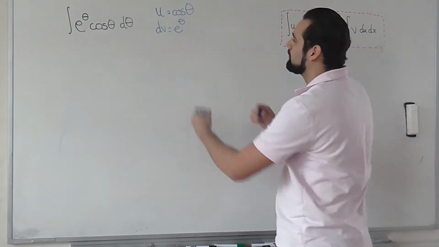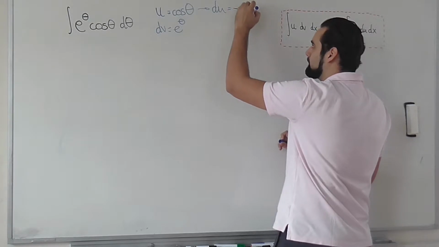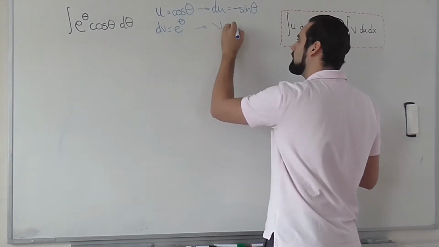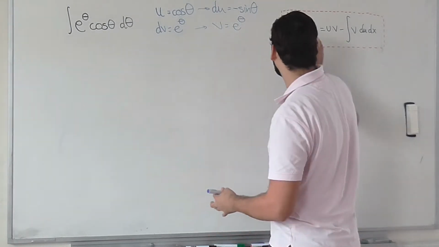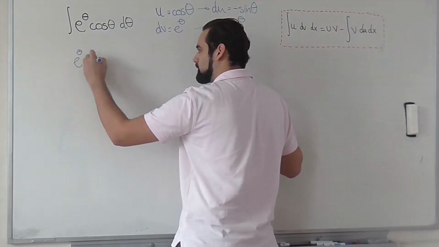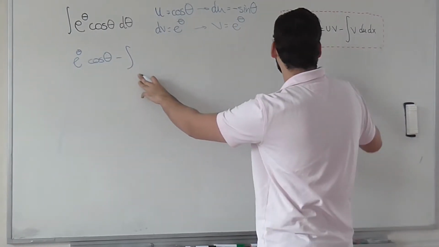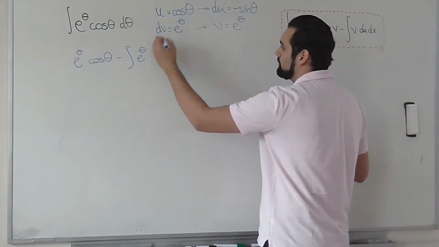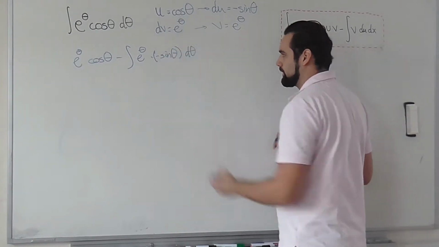So then if we want to find du, that's pretty much the minus sine of theta, and then the integral of dv is going to be pretty much the same thing because it's e to the power of theta. And now we just plug in the values, so u times v is going to be e to the power of theta times the cosine of theta, minus the integral that is v, so e to the power of theta, times du, so minus sine of theta, differential of theta.